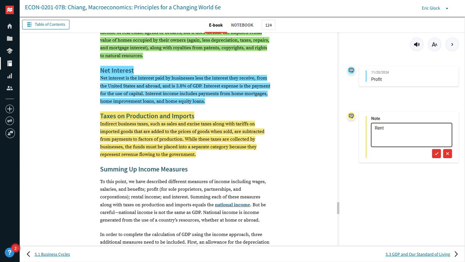So yeah, taxes are yellow. And it is not rent, by the way. It is government. I'll just say tax.